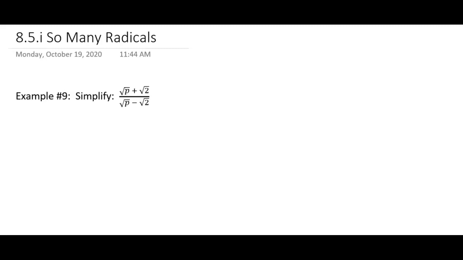You can only cancel factors. So the overall operation in the numerator is addition and the overall operation in the denominator is subtraction. So you can't do any canceling. If they'd been exactly the same, but they're not. One's a plus and one's a minus.